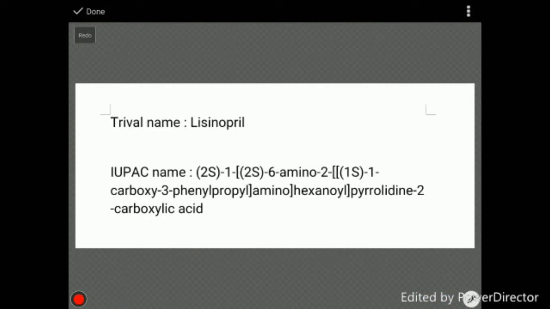The trade name of the drug is lisinopril and the IUPAC name of the drug is (2S)-1-[(2S)-6-amino-2-[[(1S)-1-carboxy-3-phenylpropyl]amino]hexanoyl]pyrrolidine-2-carboxylic acid.